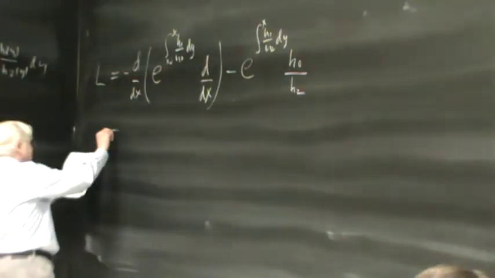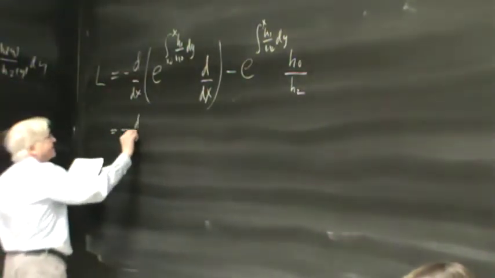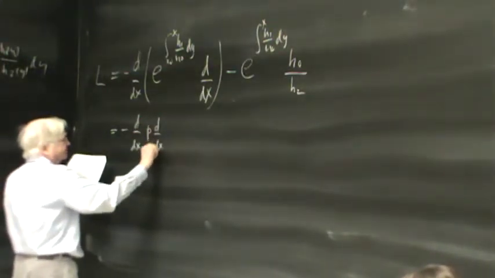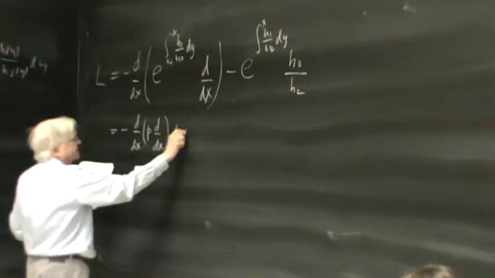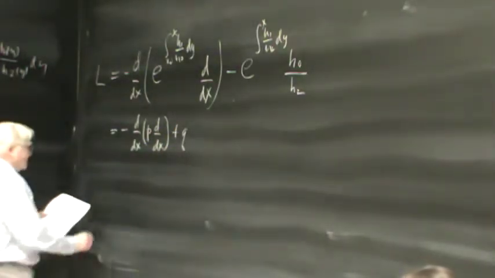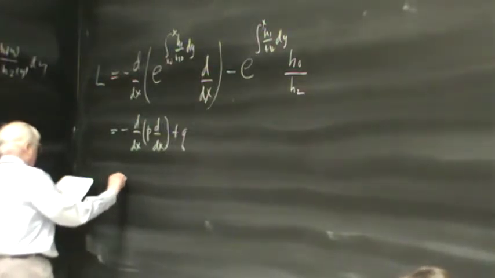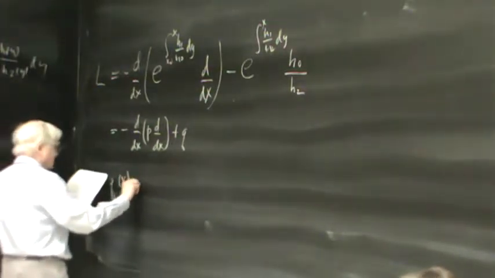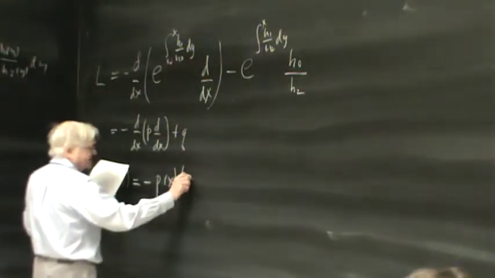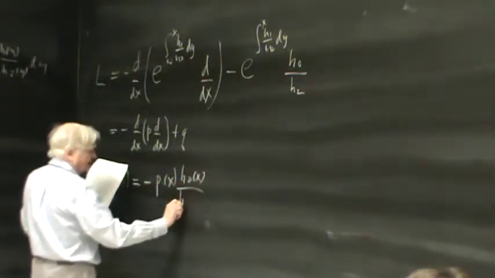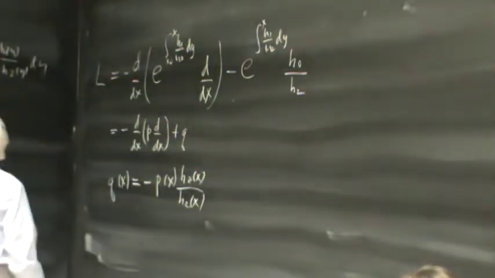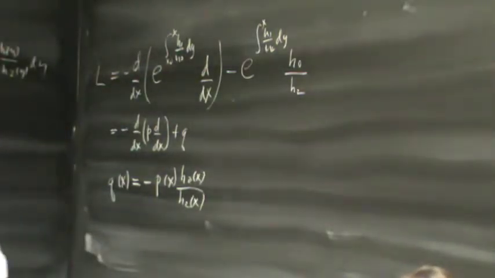So now this is of the form minus d by dx, p d by dx, plus q. And so what's q? q of x is minus p of x times h0 of x over h2 of x. And p of x is this exponential.